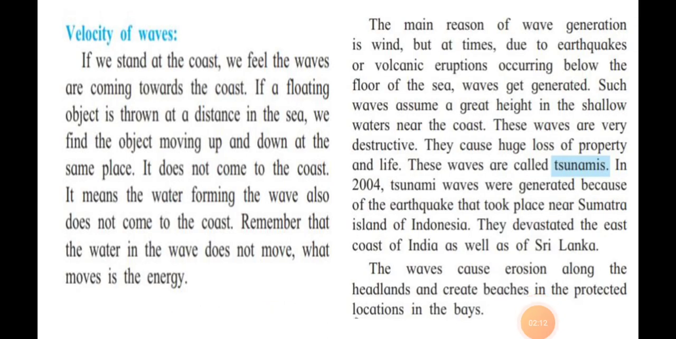Now velocity of waves. If we stand at the coast, we feel the waves are coming towards the coast. If a floating object is thrown at a distance in the sea, you can throw a rubber or a flying disc when you are playing. We find the object moving up and down at some place. It does not come to the coast. If we are throwing it in the water, it will not come towards us. Rather, we can just see it moving up and down.